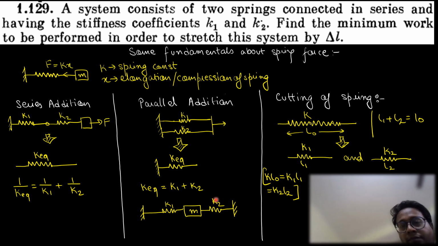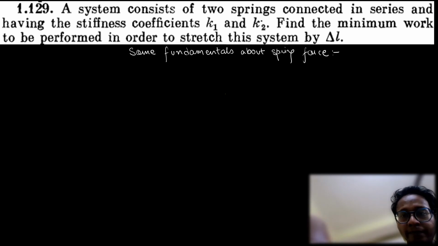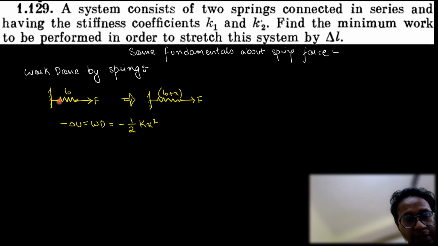Okay, so these are the few basic concepts of springs that I've given you. The third part is work done by a spring. If a spring of natural length L0 is stressed by force F and the elongated length becomes L0 plus X, the work done by the spring would be given as minus half K X square, where K is the spring constant and X is the amount of elongation or compression. Spring force is a conservative force, so the work done would be stored as potential energy.